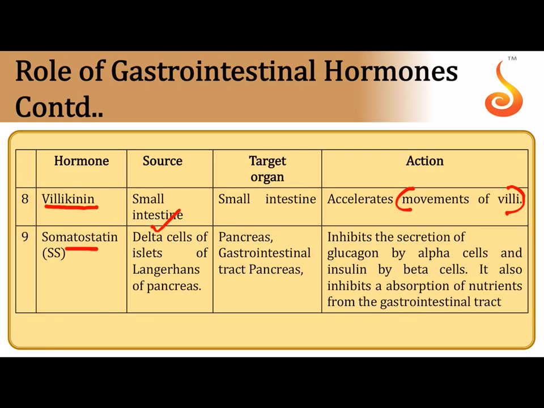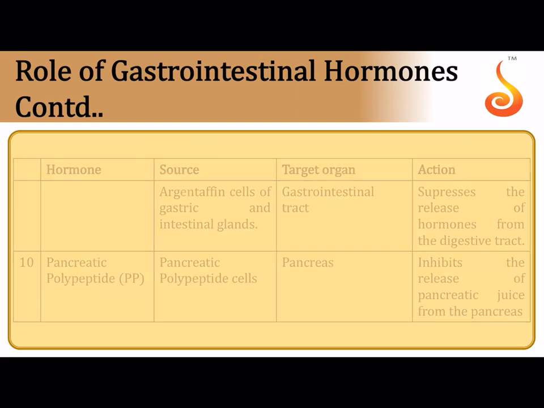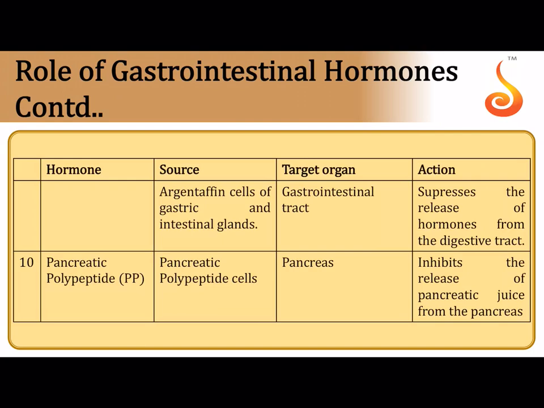Somatostatin is secreted by the delta cells of the pancreas, and also, if you remember, in the stomach there are cells which are referred to as the D cells, which I had told you about in the gastric pits, which secrete this somatostatin. They inhibit the secretion of insulin and glucagon, and they also inhibit the absorption of nutrients so that the digestion process can happen. Until the complete digestion has happened, the absorption process does not take place because of the somatostatin hormone.